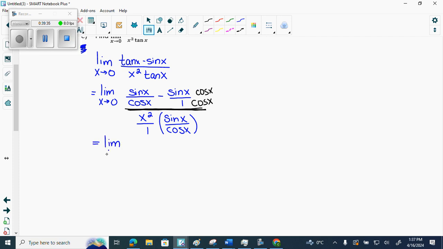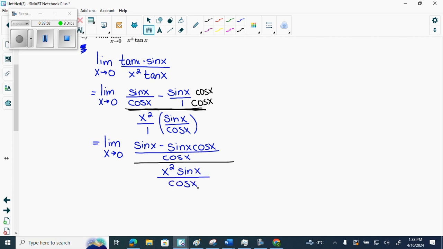So we're going to get the limit as x approaches 0 of sine x minus sine x cos x over cos x, all over x squared sine x over cos x. Now, do I have a full fraction over a full fraction? Technically? Yes. So, can your denominators cancel off if they're the same? Yes, because what will we end up doing?